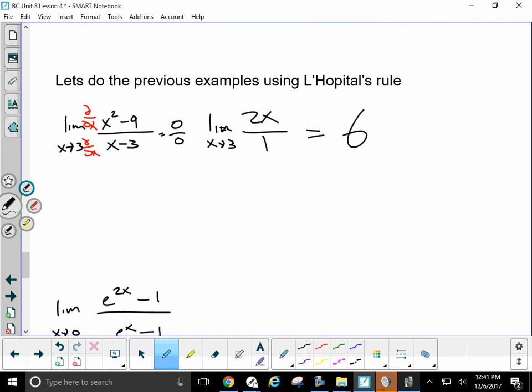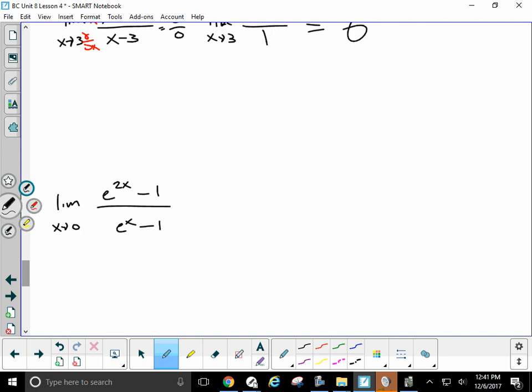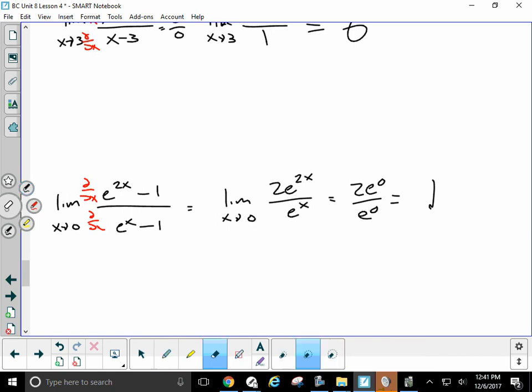The e to the 2x minus 1 over e to the x minus 1. Now, we did do the whole tangent line equation, but let's use L'Hopital's, which is a little bit simpler, which just says take the derivative of the top and the derivative of the bottom. The derivative of the top is 2e to the 2x, and we find the limit as x approaches 0. The derivative of the bottom is just e to the x. I then can plug in 0. I get 2e to the 0 over e to the 0, which again is just 2.